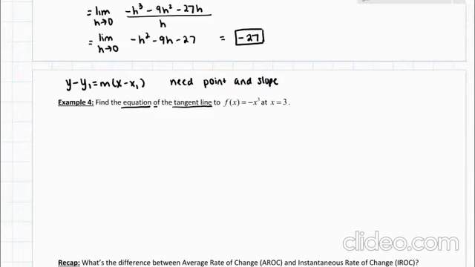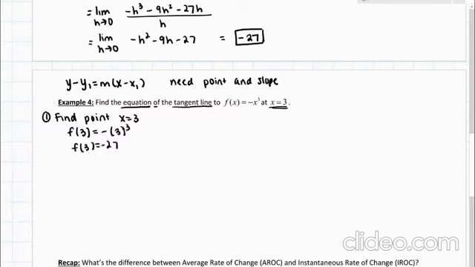So remember that m here is your slope and x1, y1 is your point. So we are going to find our point first. So the first step, we're going to find the point. And to find the point, we already have x. X is equal to 3. So if x equals 3, then we're going to plug in 3 and find what f of 3 is. So that would be negative 27. So our ordered pair for our point is 3, negative 27.